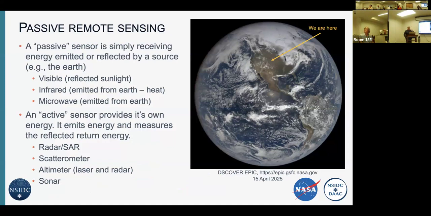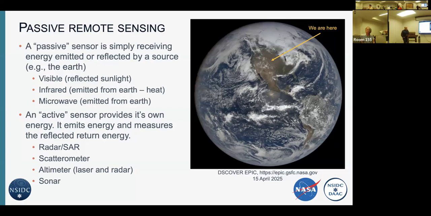We're receiving reflected visible light. So there is visible light, which is reflected sunlight, and infrared energy, which is emitted by the Earth, basically corresponds to heat and is an indication of the heat of an object or the Earth. And then another one is microwaves, passively emitted.